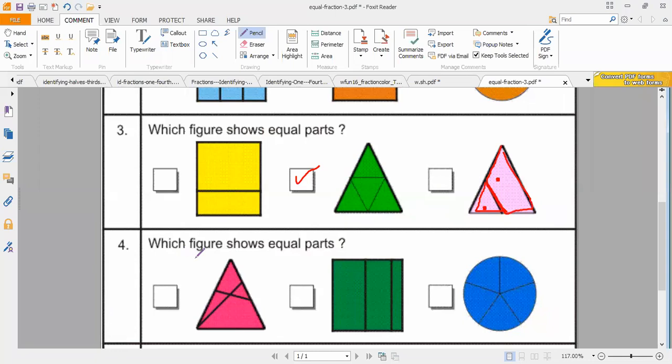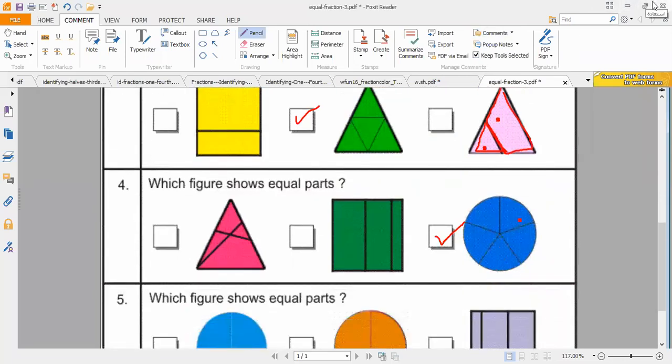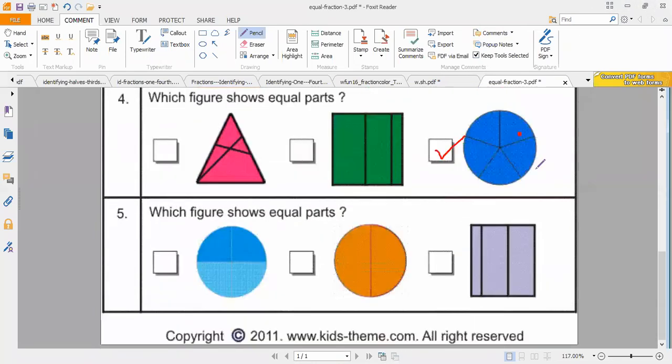Which figure shows equal parts? The circle. Okay, the circle. Do we have another shape? No. How many parts in the circle? 5. We have 5 equal parts. Thank you, Mesa. Who can answer question 5?